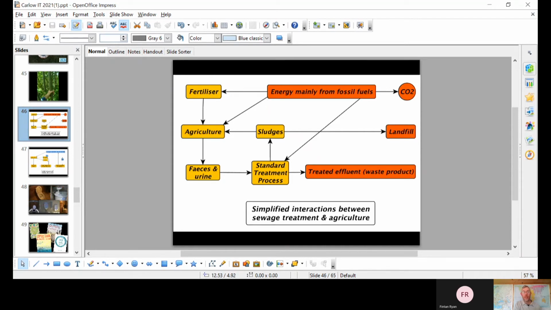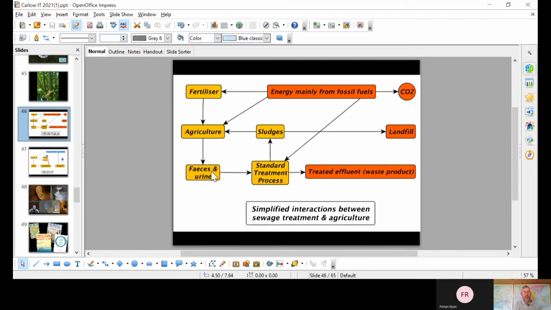So we've got energy mainly from fossil fuels. Huge amounts of energy go into manufacturing nitrogen fertilizer in particular. A lot of energy goes into agriculture, and a certain amount of energy then goes into standard treatment processes, in the form of natural gas, diesel, and electricity. So there's a lot of energy that goes into all of those processes at the moment.